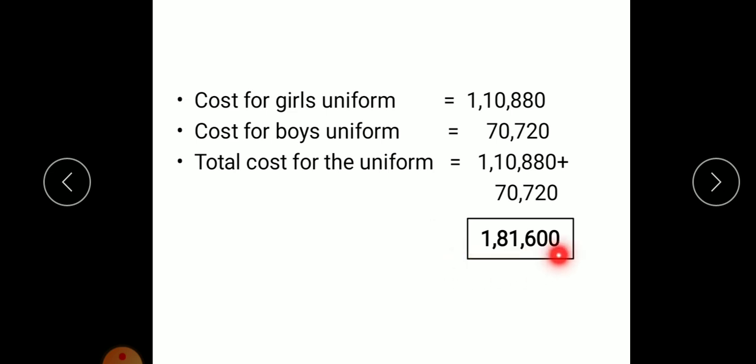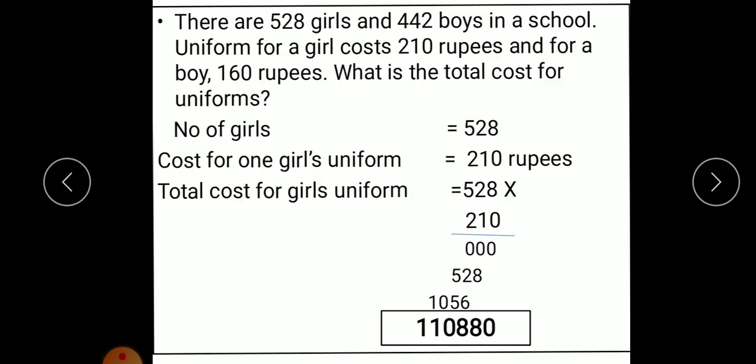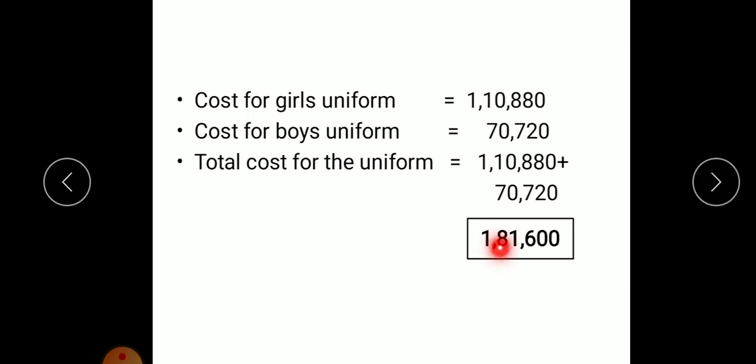How much? 1,81,600. So what is the total cost for uniform? 1,81,600. So you have to write the question and answers in your notebook.